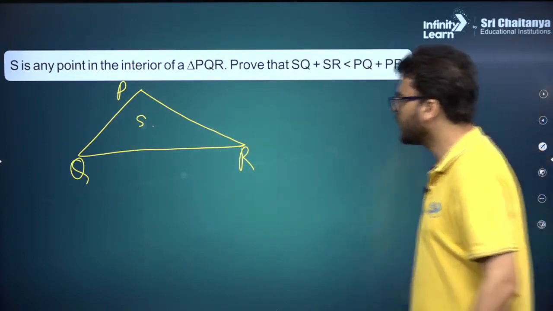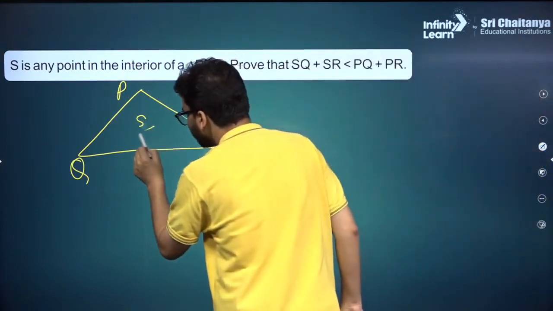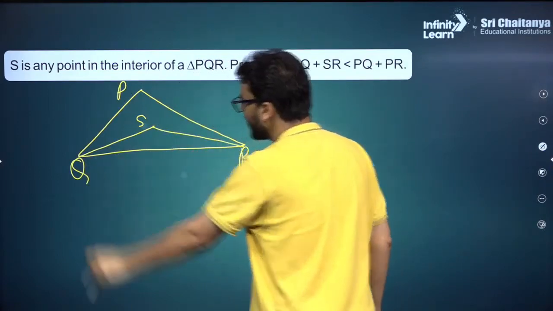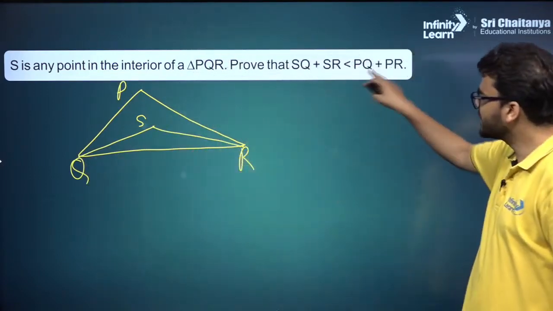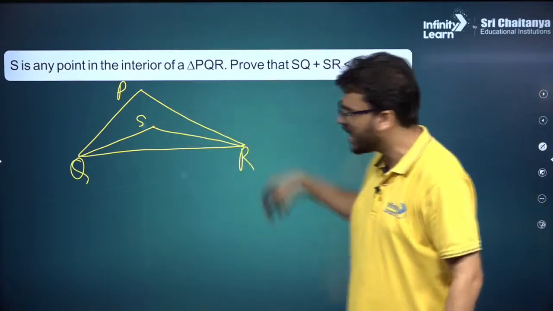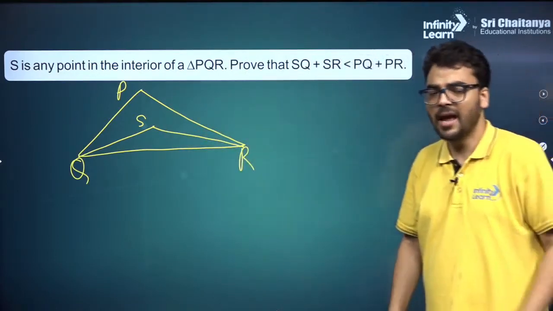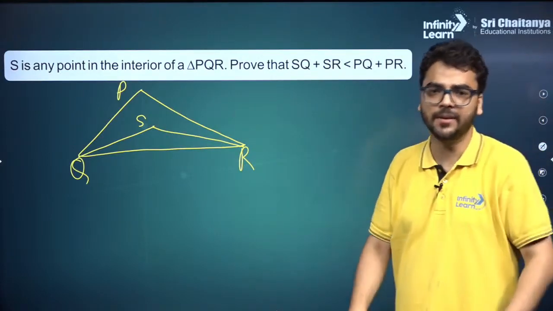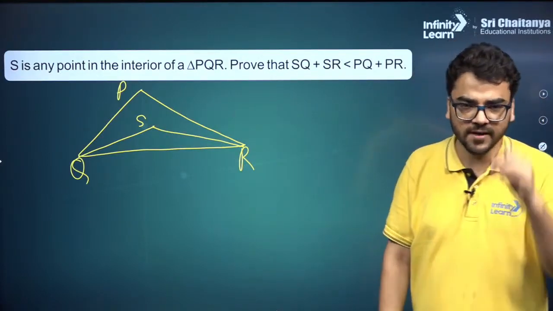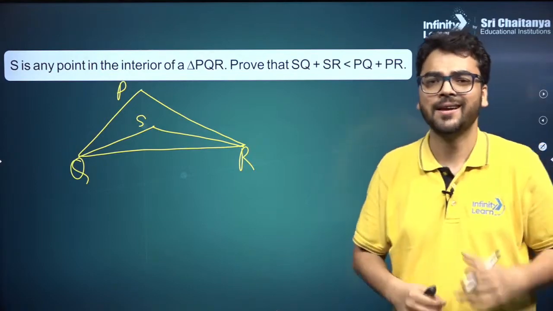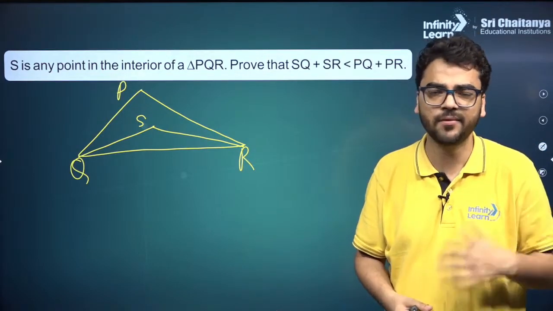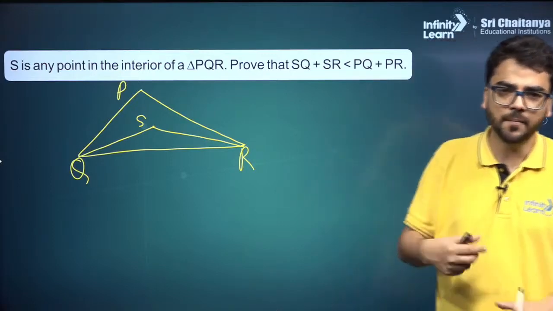Now we have to prove in the question that SQ plus SR is smaller than PQ plus PR. This is a good question actually. See, these type of questions, many a times you just have to visualize properly. If you practice questions, first you will do some basic questions, then you will get it within time, right? It will not happen within seconds. It's not like that, right? So you have to practice many questions.